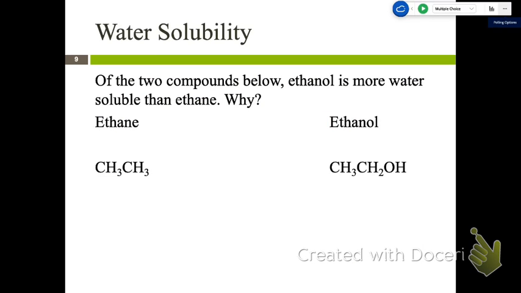So, I want you thinking about these 2 molecules. If you try to dissolve them in water, one of them is going to dissolve much better. It's the ethanol. Why? Talk to your neighbor. Why would the ethanol dissolve much better in water than the ethane?